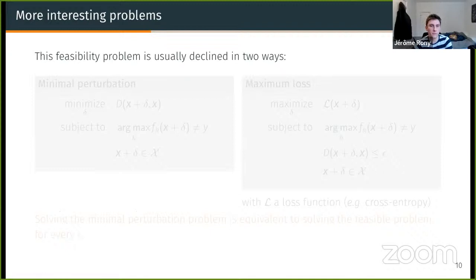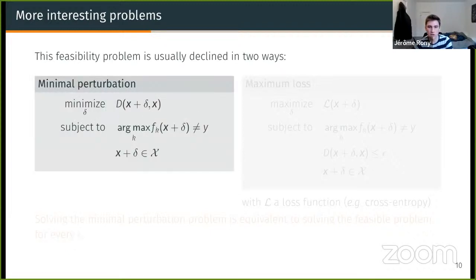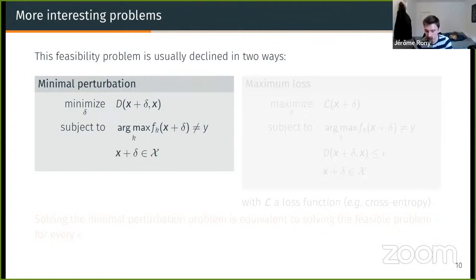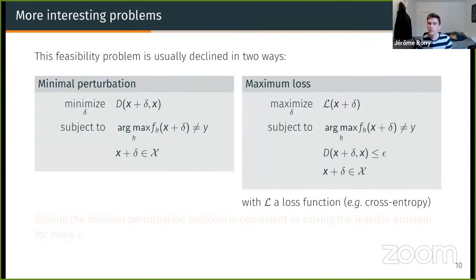You have the minimal perturbation problem, which is minimizing the size of the perturbation such that you induce misclassification and still remain in the valid image space. And the maximum loss problem, in which you maximize the loss such that the prediction is different, and you have a perturbed image that's less than epsilon far away from the original image.